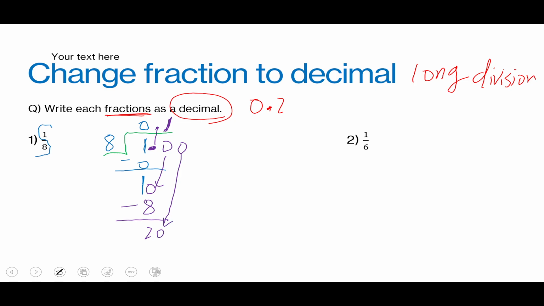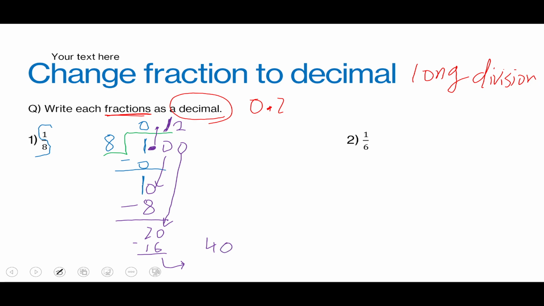20. How many 8 in 20? So, if I choose 3, 3 times 8 is 24. 24 is bigger than 20. I will choose 2. Why? Because 2 times 8 is 16. We need to choose a number which is very close to 20 and it has to be less. So 2 times 8 is 16. Minus them, it's going to be 4. Okay? I'll write it in here. So 4. Now still there is a remainder, almost 0.